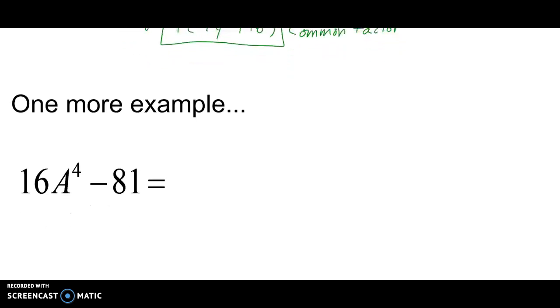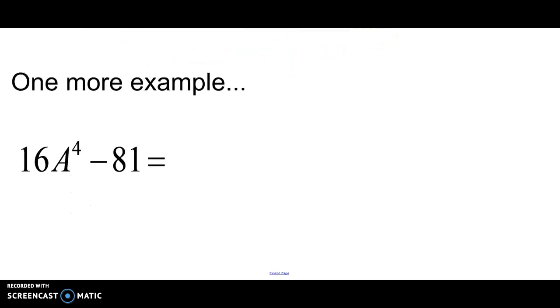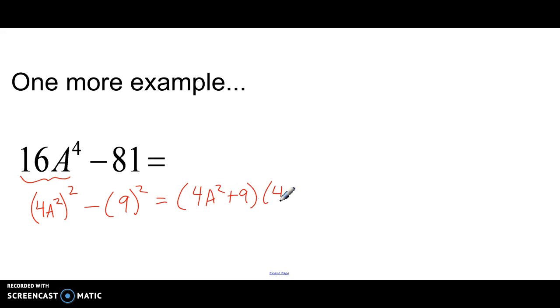One last example here. And this is a fun one. This is one that's going to kind of expand your understanding of factoring a little bit. Here, when you look at this, it looks like your first term is 4a squared squared. And your second term, the 81, that looks like it's 9 squared. So if you factor this using our difference of squares shortcut, you'd get 4a squared plus 9 and 4a squared minus 9. But that's not the end of the story, and this is something students often get lazy about.